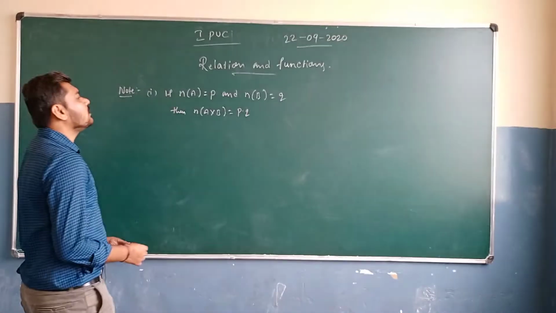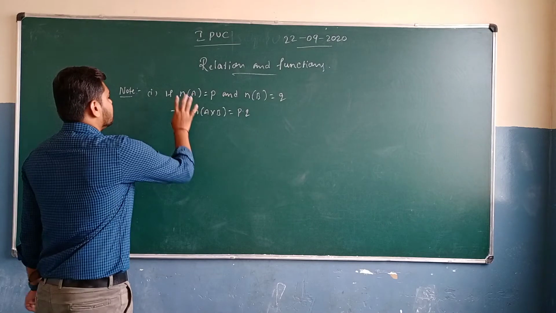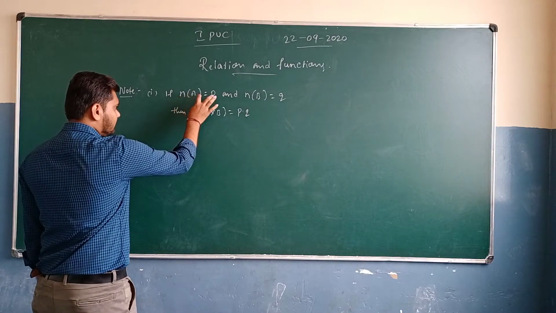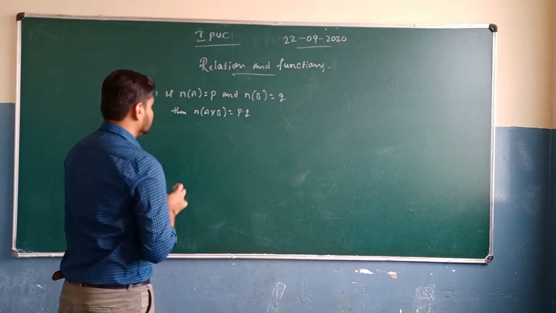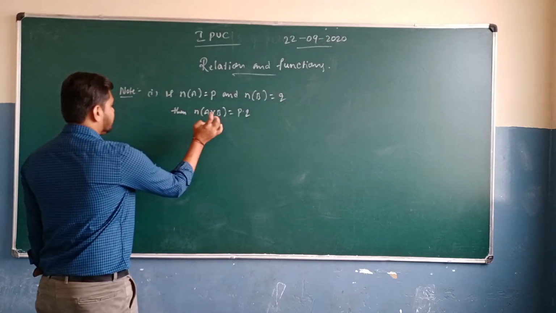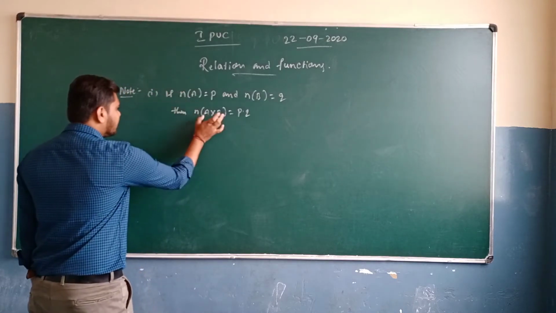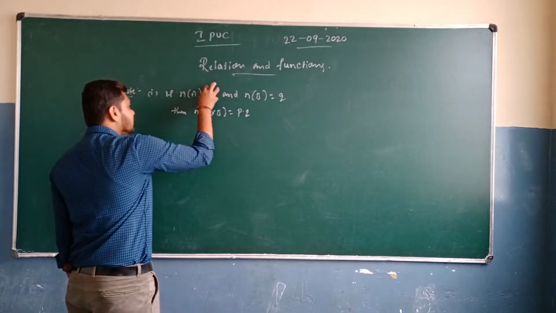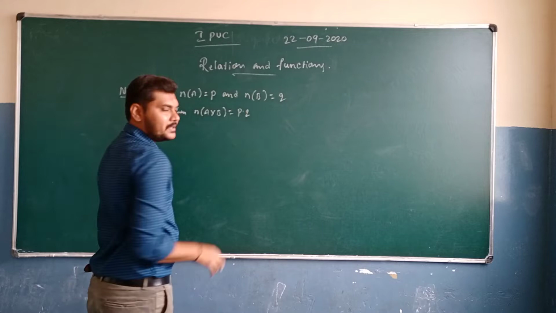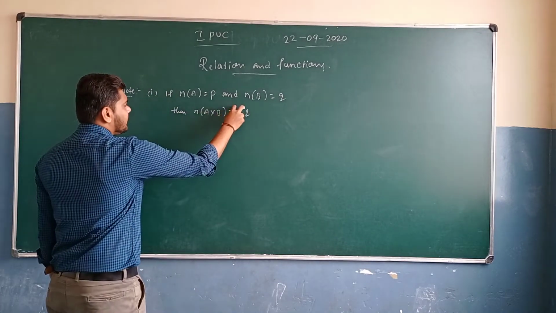Understand that? They are mentioning it like this only. So if the number of elements in A is equal to p, and the number of elements in B is equal to q, then for the Cartesian product A cross B, the number of elements present in A cross B is the product of the number of elements present in set A and in set B. Okay, the total number is p into q.